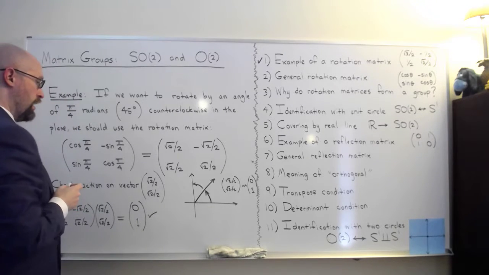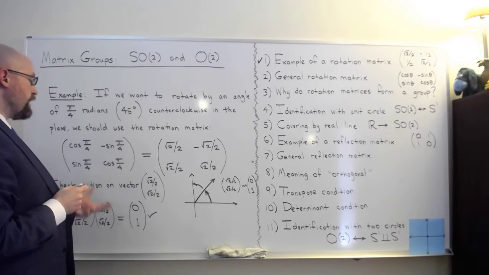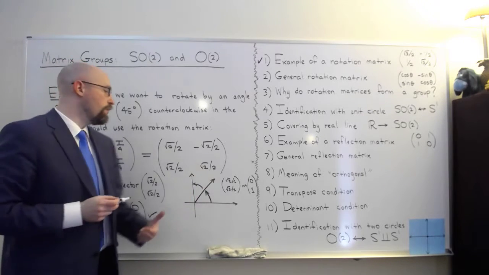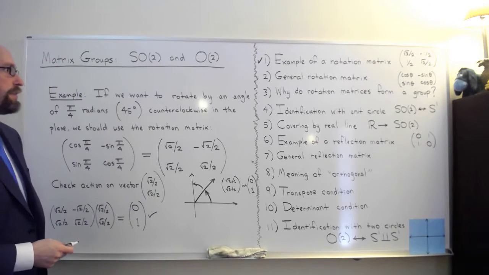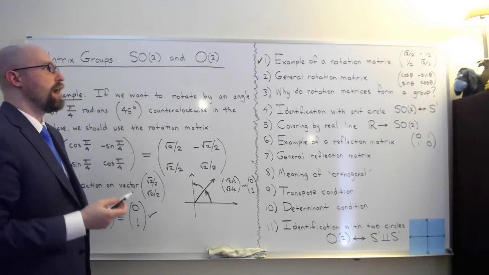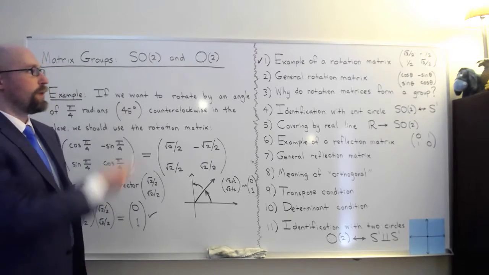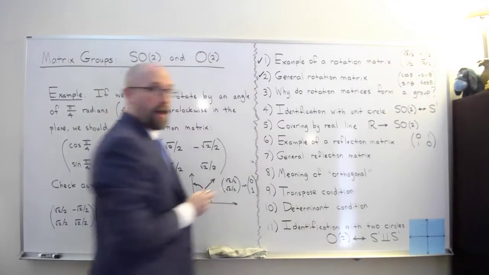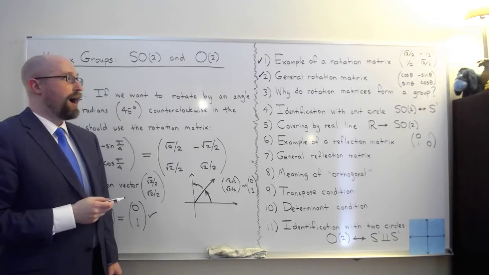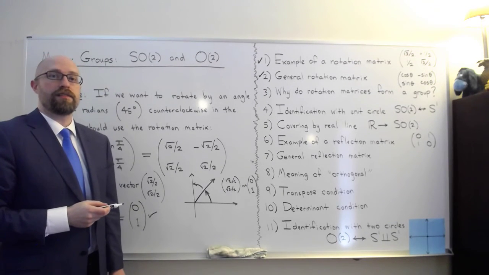So anyway, you can test it more if you want on other vectors or whatever and see that it does the same thing. But that gives us, I think, enough of an idea of what this general rotation matrix does. So in the next little video, we will talk about why the rotation matrices form a group.